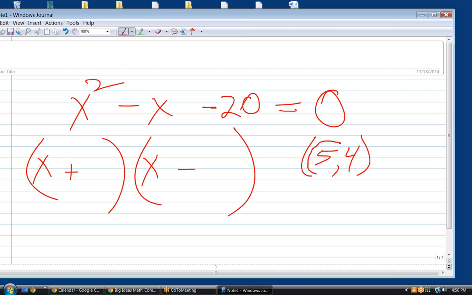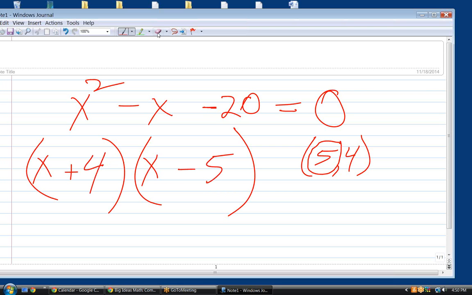Always put the bigger factor. This is step 4. The bigger factor goes with the sign of the middle term. So 5 is the bigger factor. It's got to go there, which leaves the 4 to go there.